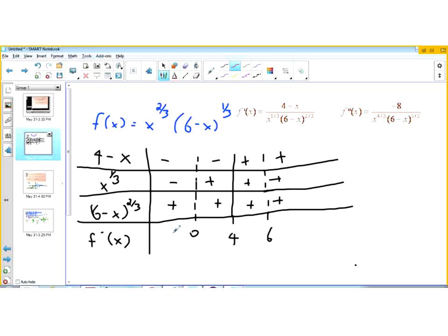So therefore we have our conclusion: from negative infinity to 0, first derivative positive. From 0 to 4, first derivative negative. From 4 to 6, first derivative positive. 6 and onward, first derivative positive. So we have a change in sign of the first derivative at x equals 0. That means to the left of 0 we're increasing, and to the right of 0 we're decreasing. So x equals 0 has to be a local max.